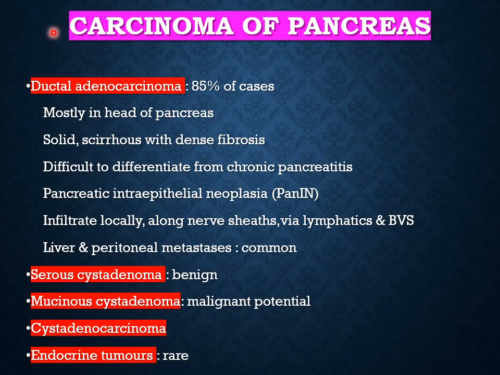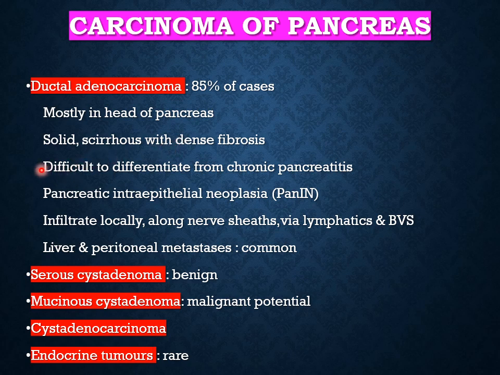Next, we come to the important topic of carcinoma of the pancreas. There are four main types. The most common is the ductal adenocarcinoma, which comprises 85% of all malignancies of the pancreas, or tumors of the pancreas. It occurs mainly in the head of the pancreas. Pathologically, it is a solid lesion with fibrosis and a serous type of appearance.